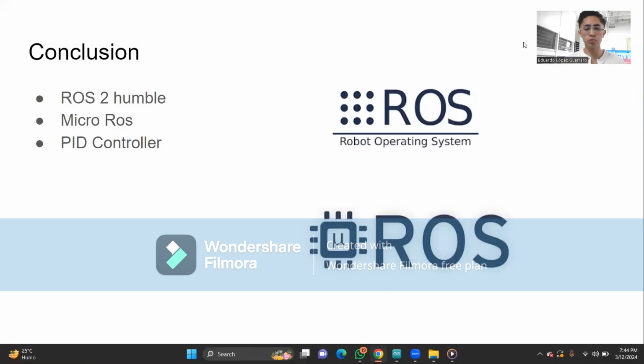The thing we learned the most was ROS 2, how to use nodes and topics, and micro-ROS, the implementation on microcontrollers, mainly ESP32, and how to implement all these tools and technologies for a PID controller of the angular velocity of a motor. Thank you very much for your attention. This was our final challenge for Manchester Robotics.